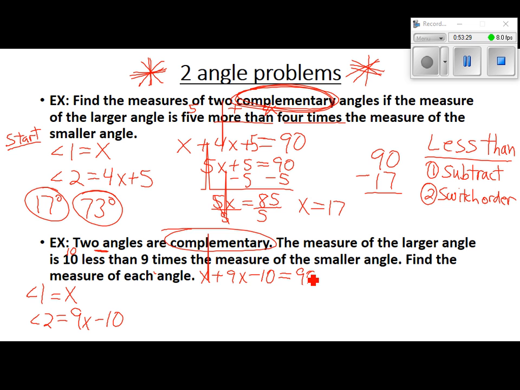X equals 10. Everybody agree with that? Is that our answer? No, that's part of it. What's the first angle? 10 degrees. And the other is 80 degrees. How did you get the 80 degrees? You subtract 90 minus 10, or you could have plugged it in here to get the other one.